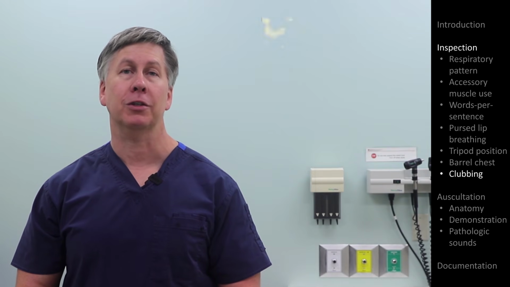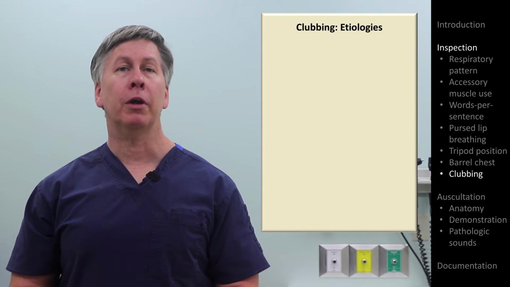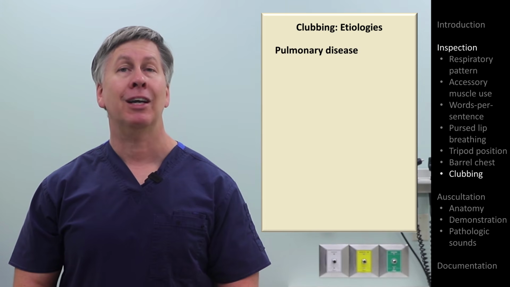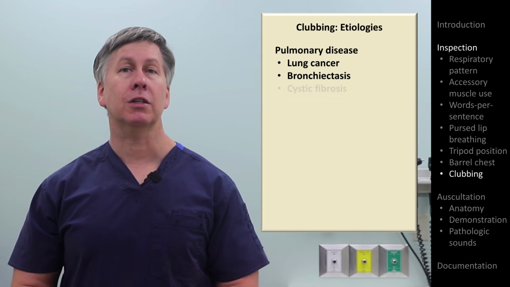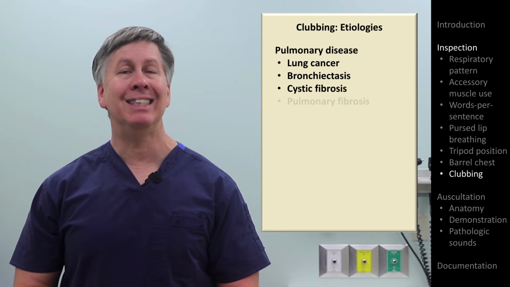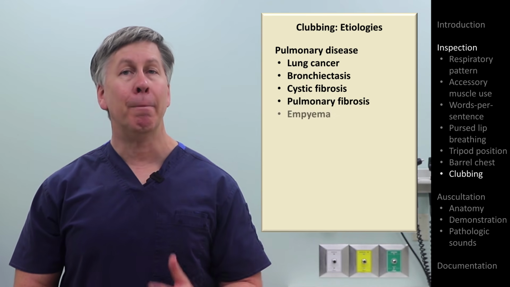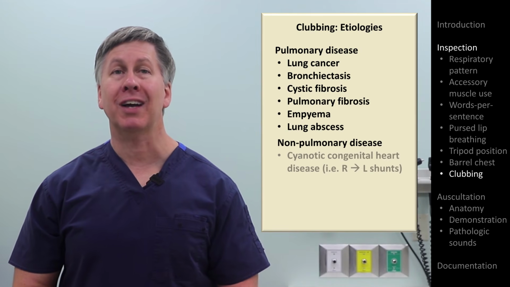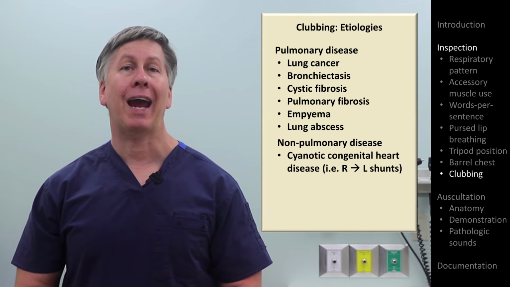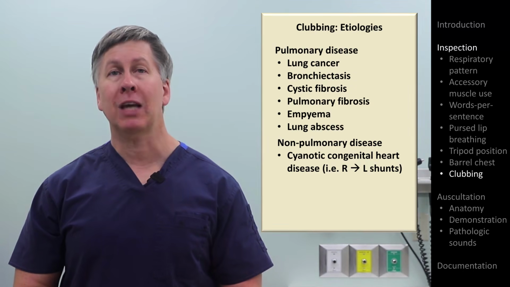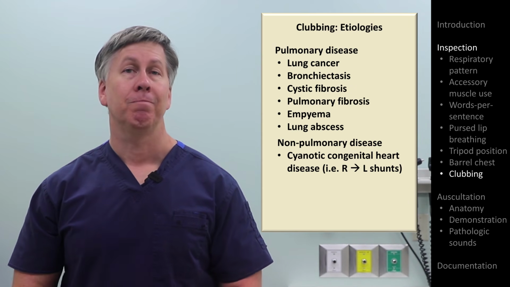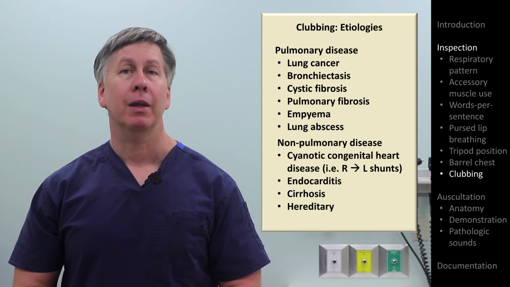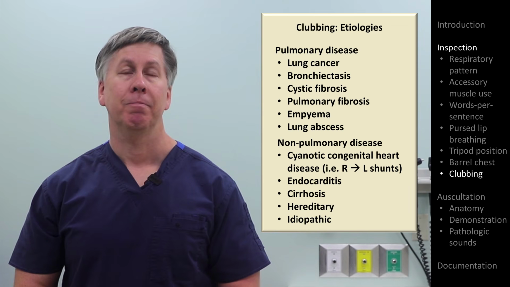Etiologies of clubbing are many, but it is most commonly associated with pulmonary disease, including lung cancer, bronchiectasis, cystic fibrosis, end-stage pulmonary fibrosis, empyema, and lung abscess. Non-pulmonary causes include cyanotic congenital heart disease, which anecdotally leads to the most prominent examples of clubbing that I've ever seen. Also endocarditis, cirrhosis, it can be hereditary, and it can also be idiopathic.